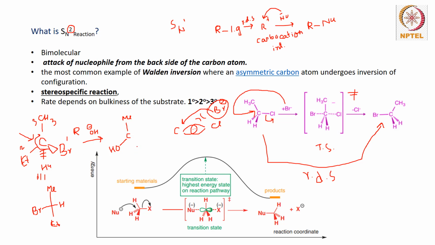So it will be like this, suppose this is just going to this side. So what will be the stereochemistry of this compound? In a similar way, this is 1, 2, 3, 4. This is hydrogen.